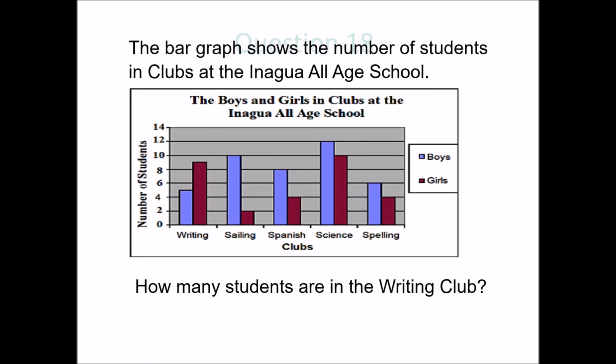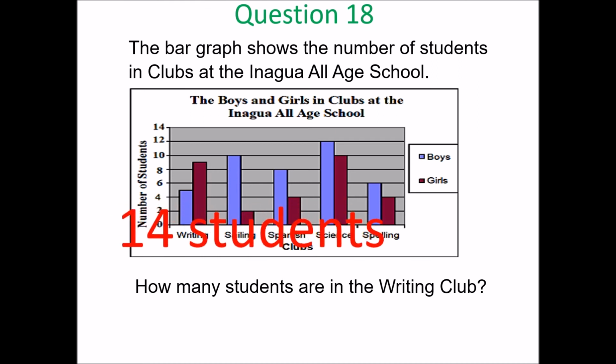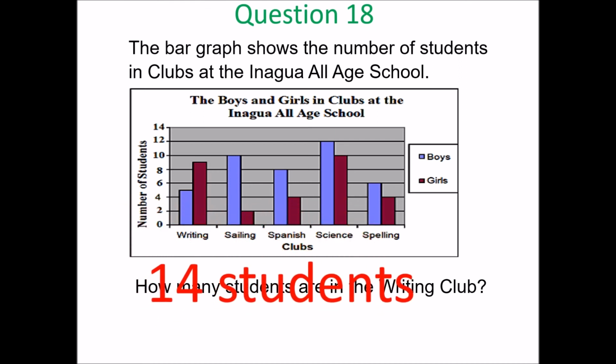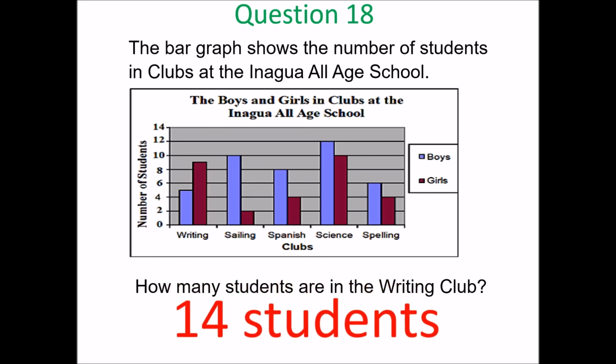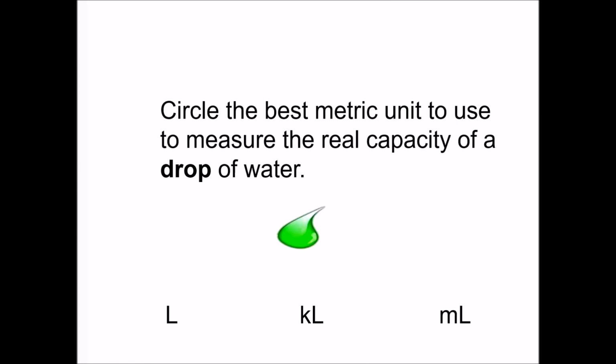The bar graph shows the number of students in clubs at the inaugural high school. How many students are in the writing club? Identify the writing club. That's the first one. How many boys and how many girls? There are 9 girls, and there are 5 boys. There are 9 and 5, 14 students in the writing club.